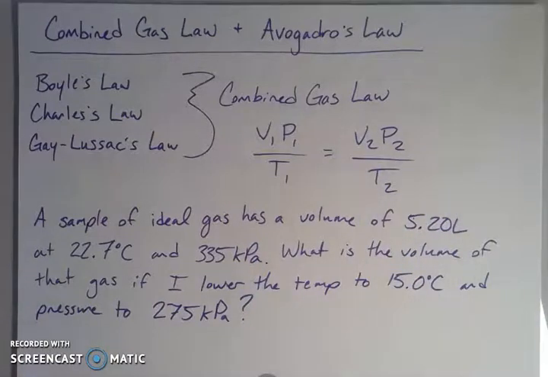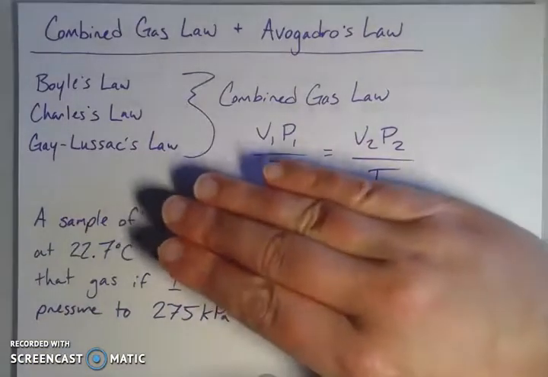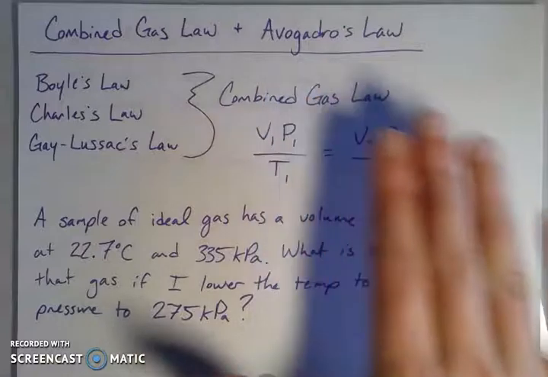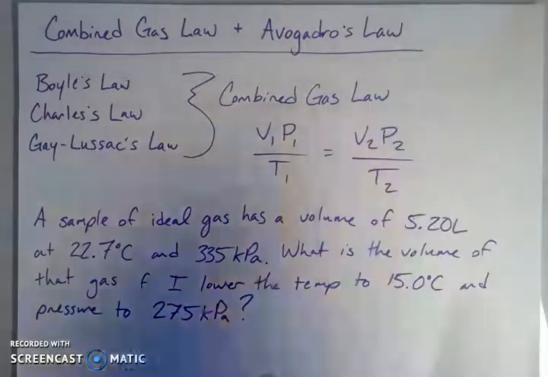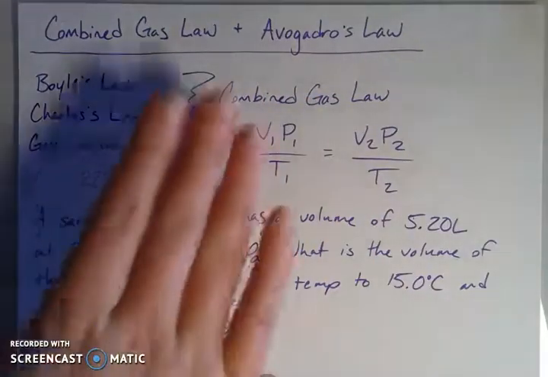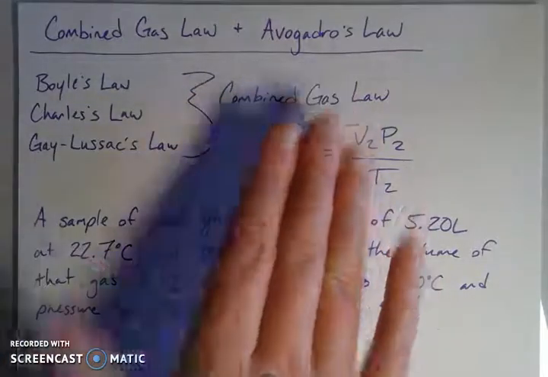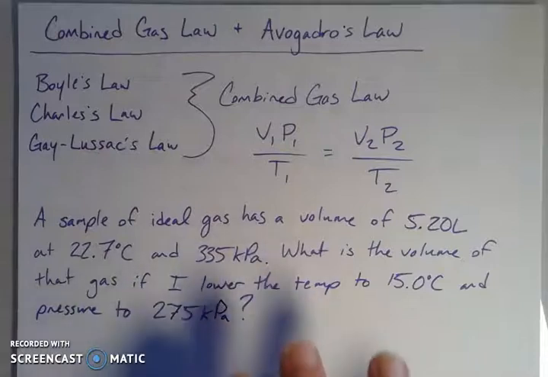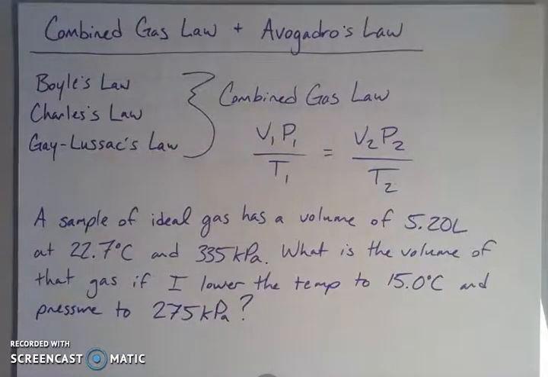So the combined gas law is really putting together Boyle's law, which is V1 P1 equals V2 P2, Charles' law, which is V1 over T1 is equal to V2 over T2, and Gay-Lussac's law, which is P1 over T1 equals P2 over T2. So we put all those together, and this combination of variables gives you the combined gas law.